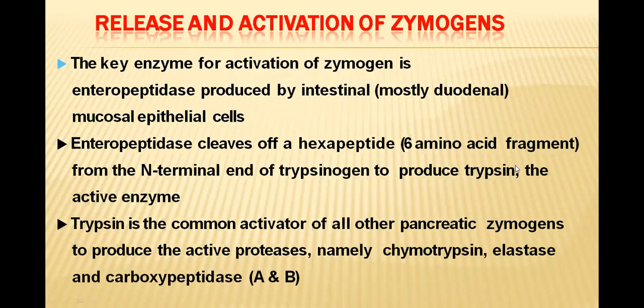The activated trypsin, in turn, converts the remaining trypsinogen into trypsin. This reaction is called autocatalysis. And this trypsin is the common activator of all other pancreatic zymogens to produce active proteases, namely chymotrypsin, elastase, and carboxypeptidases A and B. In carboxypeptidases, two subgroups are there, carboxypeptidase A and carboxypeptidase B. All these will be formed with the help of trypsin only.